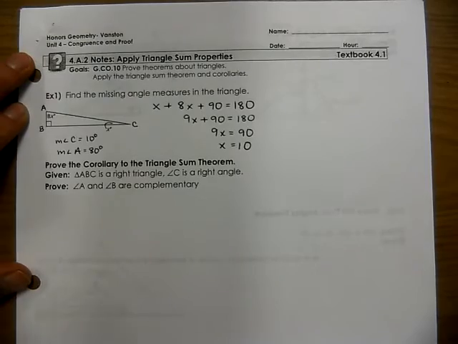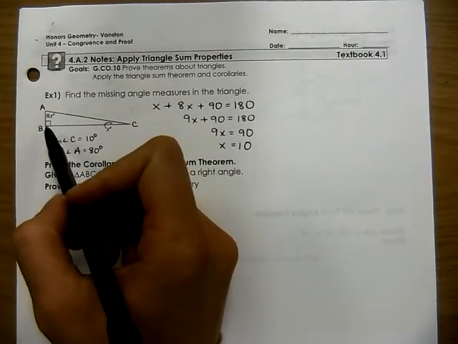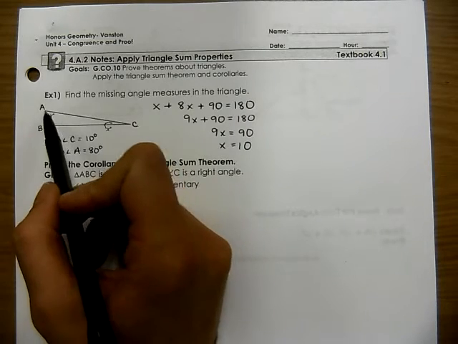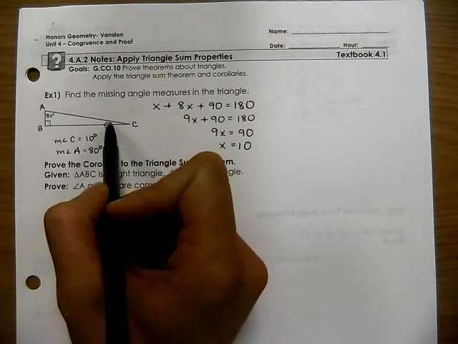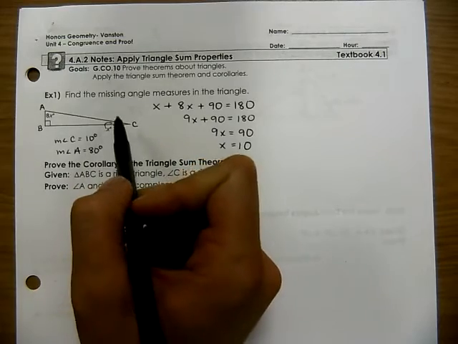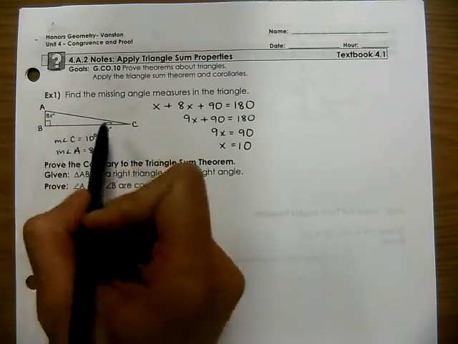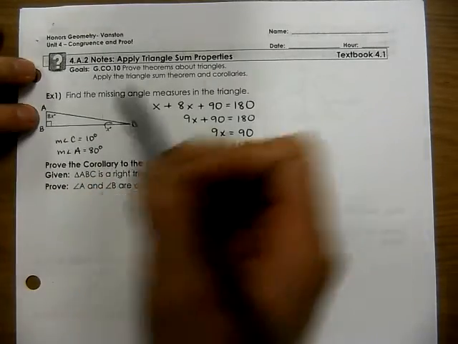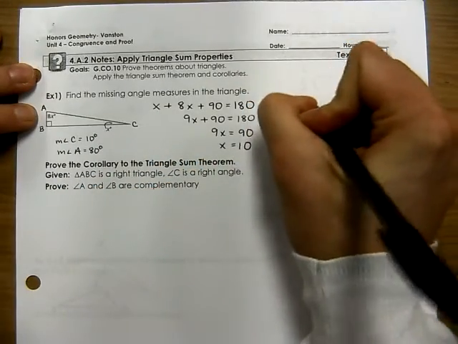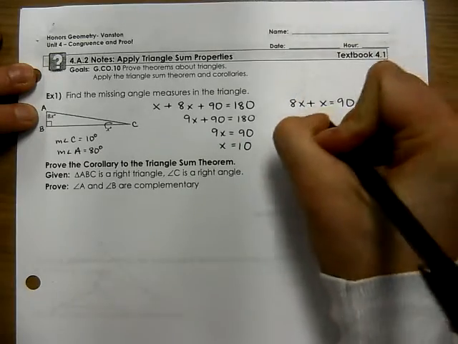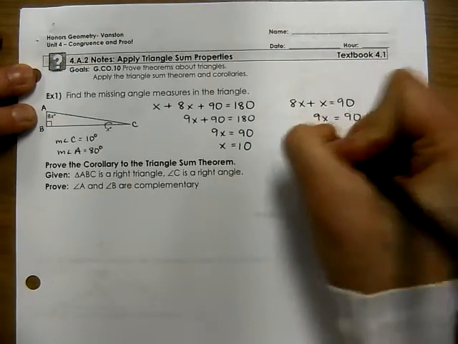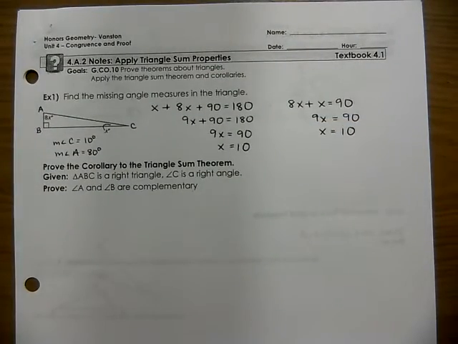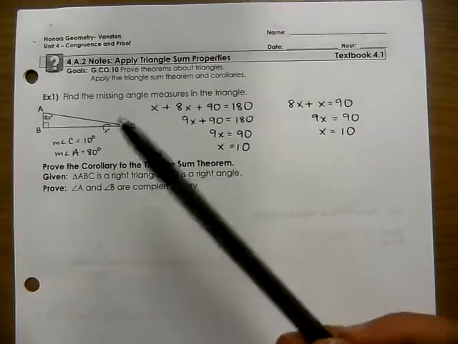Now, another way you could have done this is to completely ignore this right angle. Because this is a right triangle, this is a right angle, I know that's 90 degrees, which means the leftover angles, their measures have to add up to be 90 degrees, because if this is 90 degrees and total they're 180, then these two together have to add to be 90. So I could have just done 8x plus x equals 90 and solved from here. And all that really does is save me that first step, and then it would be the same exact rest of the work.